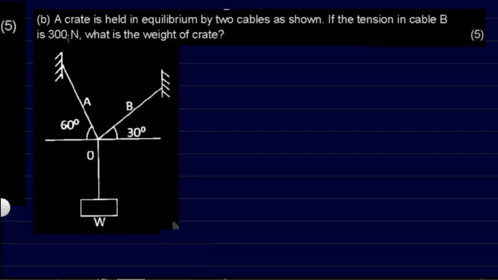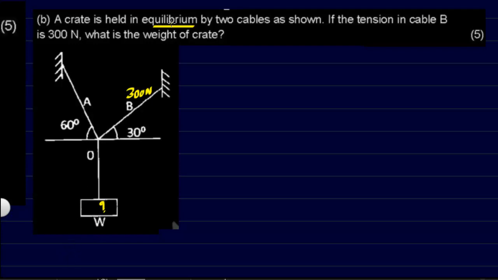So here we have the question. We have a crate held in equilibrium by two cables as shown. Now, equilibrium, the sentence itself means that the resultant is zero. Fine. And we have been provided with the tension in the cable B. So cable B has a tension of 300 newtons that has been given to us. And he's asking us to find the weight of the crate. So this is the weight we have been asked to find.